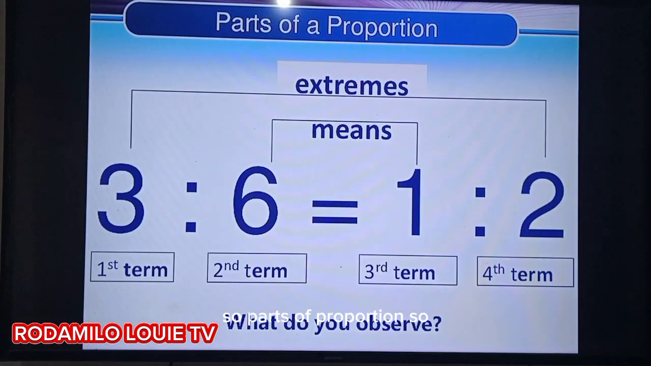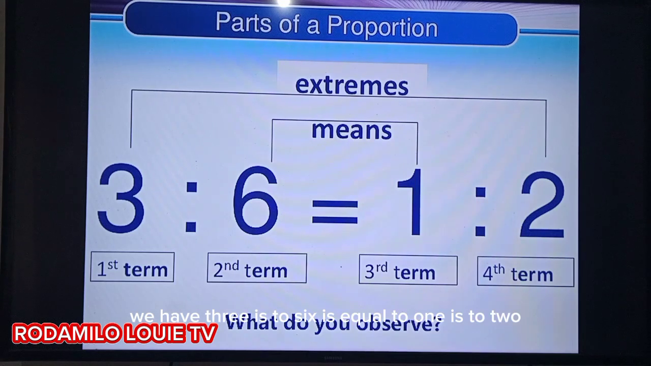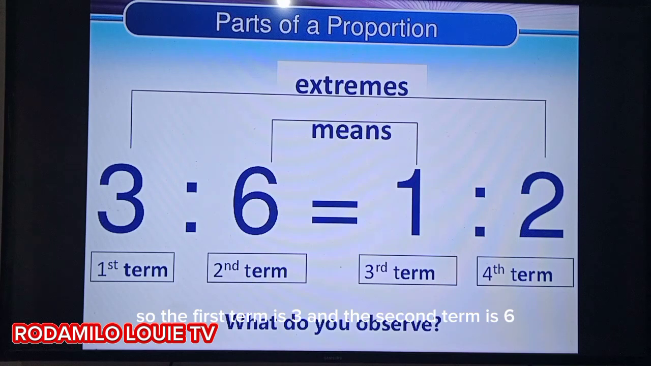So, parts of a proportion. We have 3 is to 6 is equal to 1 is to 2. The first term is 3, the second term is 6, the third term is 1, and the fourth term is 2. So 3 and 2 are the extremes, and 6 and 1 are the means. So what do you observe?